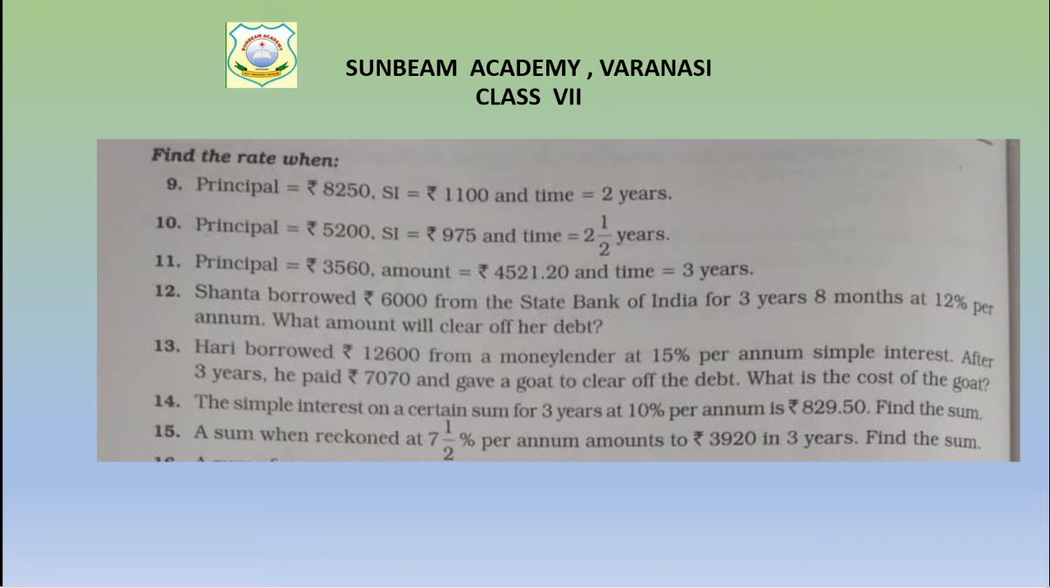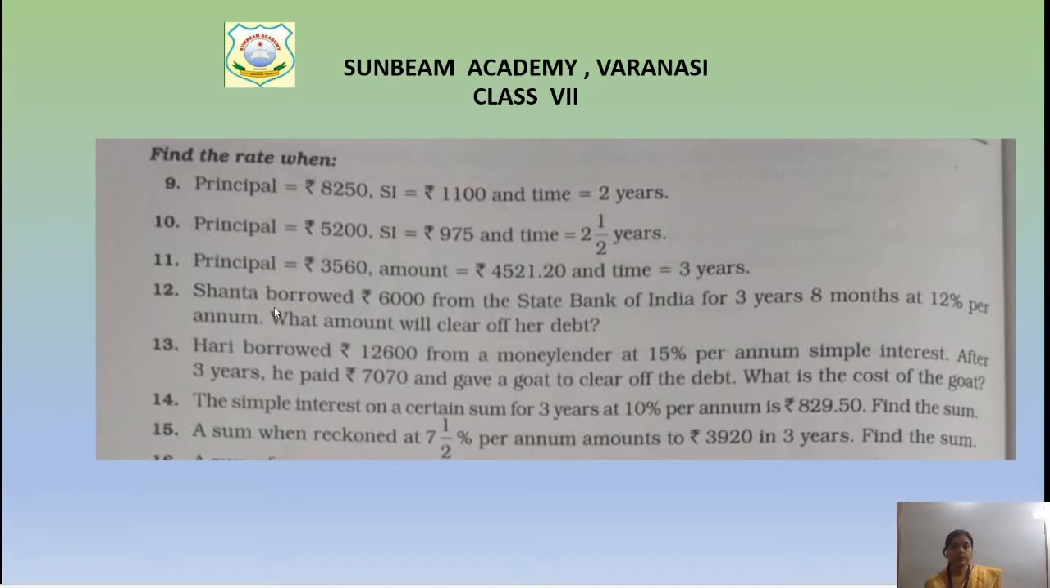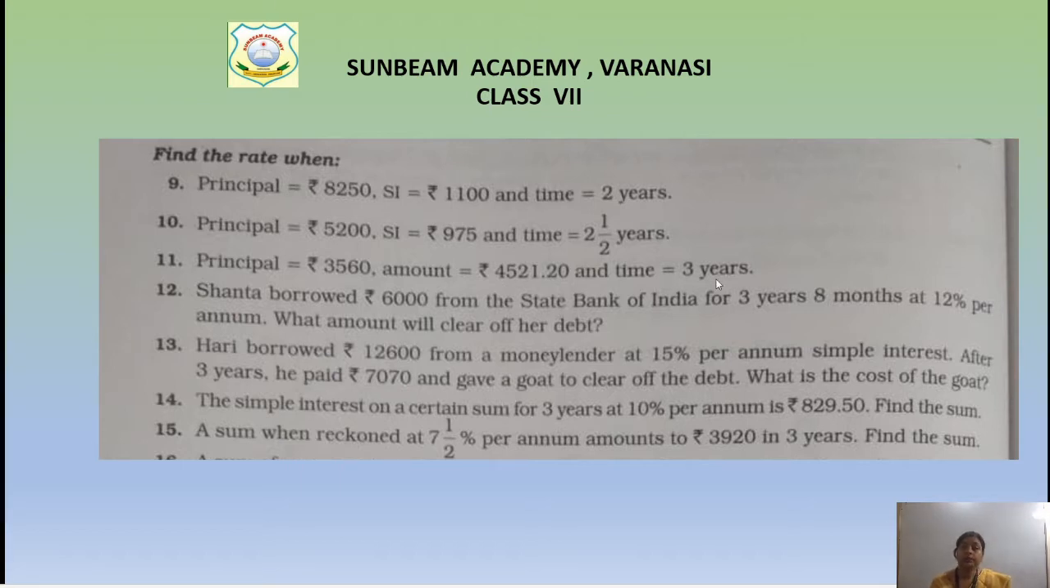And see, I have erased my board. So she borrowed 6,000 from the State Bank of India for 3 years and 8 months. For this much time she has taken money at 12% per annum. This is the rate. At 12% per annum she borrowed 6,000 money for 3 years 8 months. What amount will clear off her debt? What amount will clear her debt? Okay, so this we have to find.